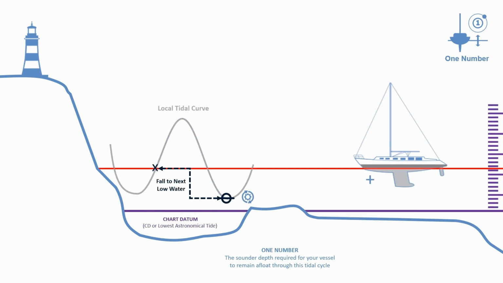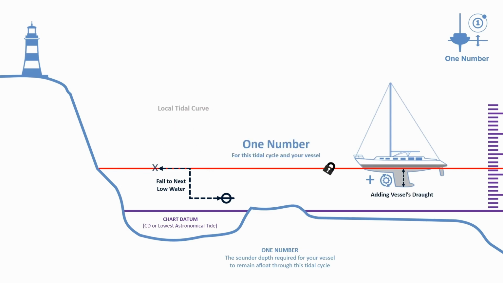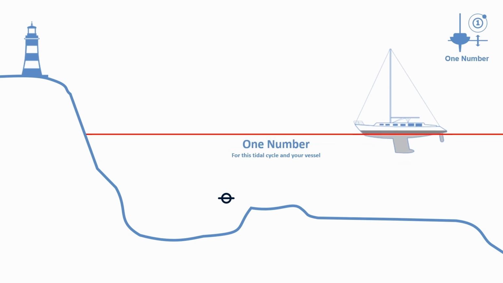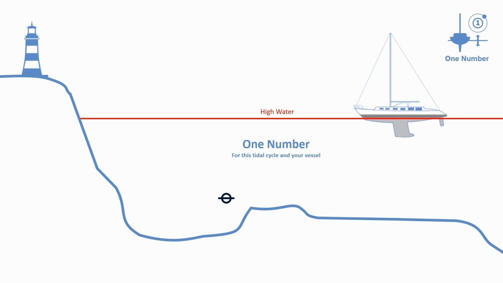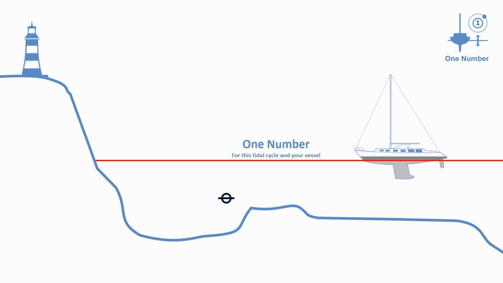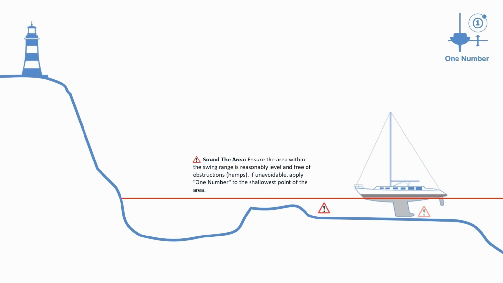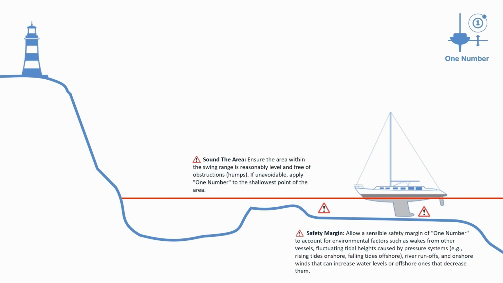What we're doing here is fixing to the water surface and the movements of the tide. This is particularly helpful in areas that have not benefited from a recent survey or are subject to silting. However, as always, sounding the seabed is crucial to ensure your swing range is over a level patch should the winds and currents shift. Likewise, always add a sensible safety margin to the one number for environmental factors.